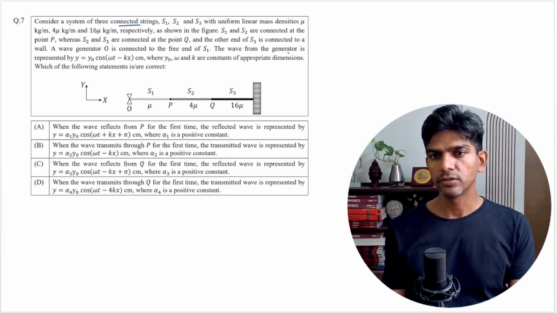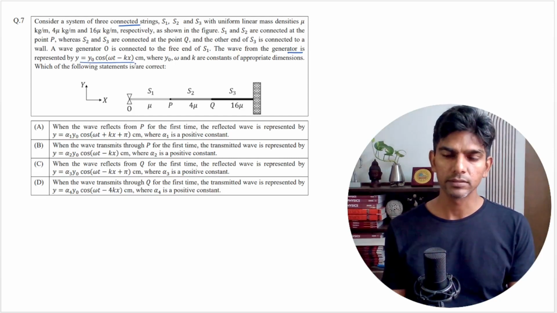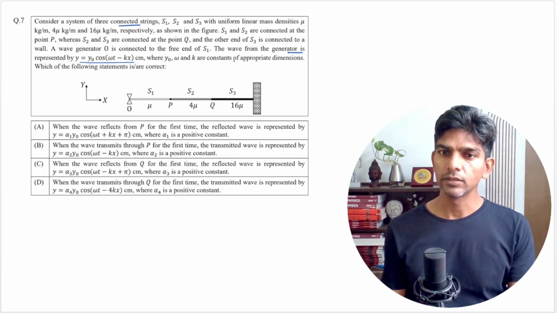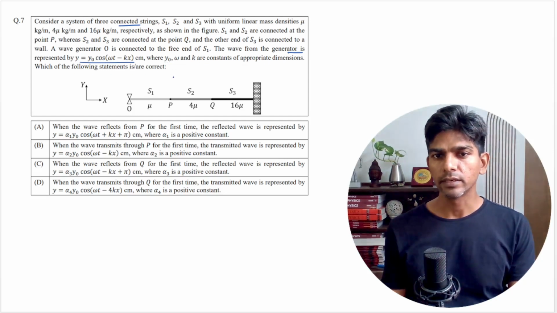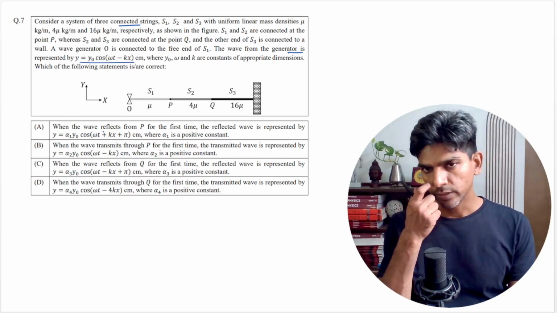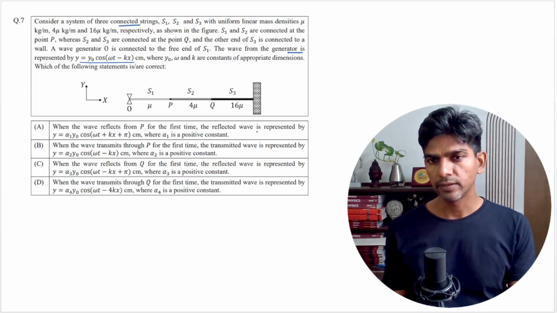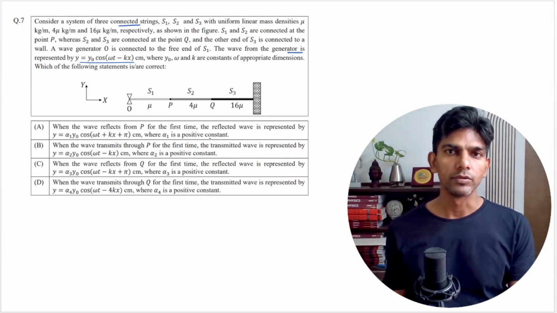The wave from the generator is represented by this equation, y0 cos(omega t minus kx) in centimeters, where y0, omega and k are constants of appropriate dimensions. Which of the following statements are correct? Right, so let us see the first option. When the wave reflects from P for the first time, the reflected wave is represented by this equation, where alpha 1 is a positive constant.